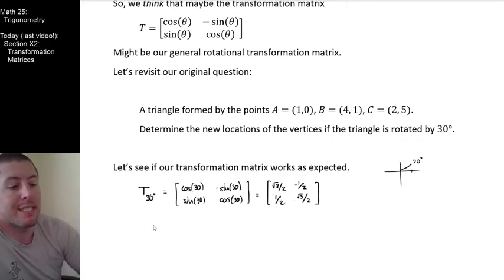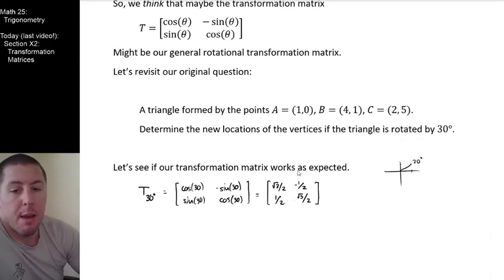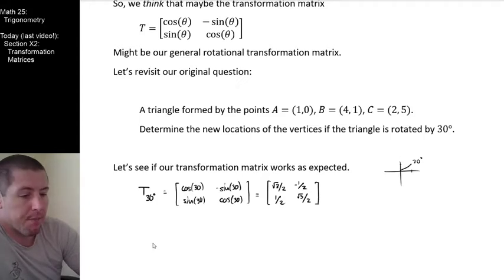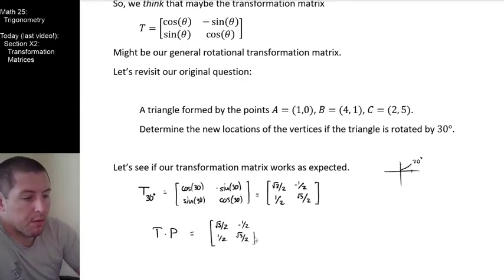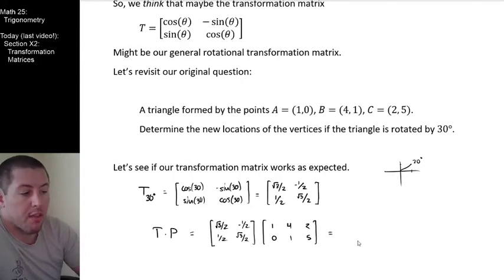So what we should do is let's state what our overall operation looks like, but immediately I'm recognizing that I really don't want to do this by hand. So we're going to use Desmos to help us out with this guy here. So let's set up our TP to be √3/2, -1/2, +1/2, positive √3/2, times the point matrix 1, 0, 4, 1, 2, 5. And what I want to know is, what are we going to get out on the other end over here?